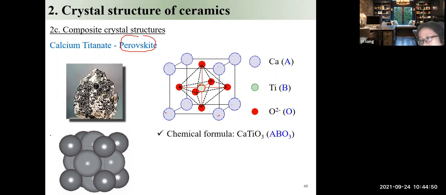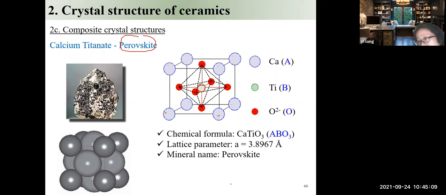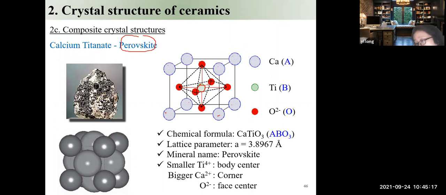So in this case, the chemical formula is ABO3. It's one of the most typical compounds with three elements. The lattice parameter, some random number here, is 3.8967, and the name is perovskite. So you have a smaller titanium at the body center, and you have a bigger ion which stays at the corner, and you have oxygen at the face center.